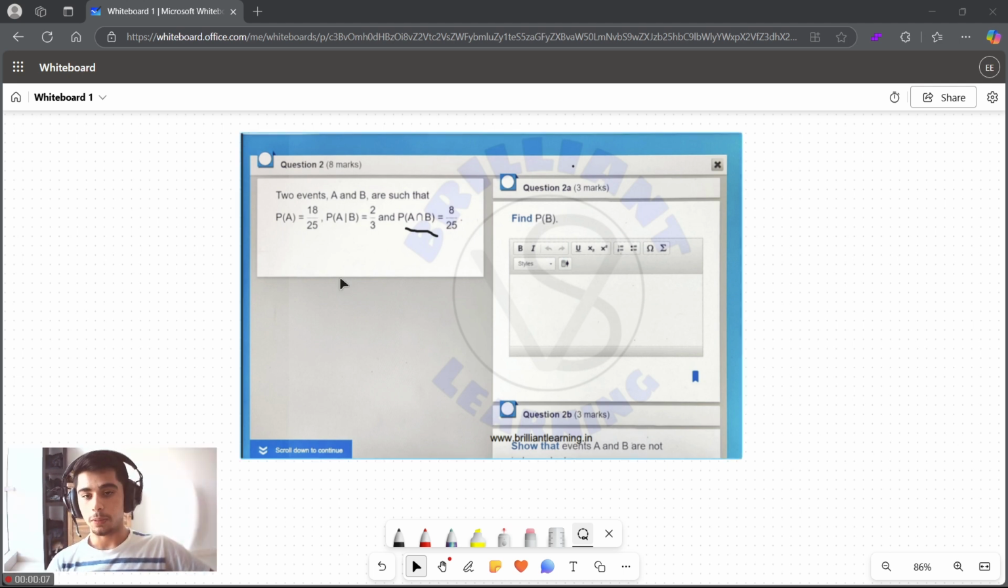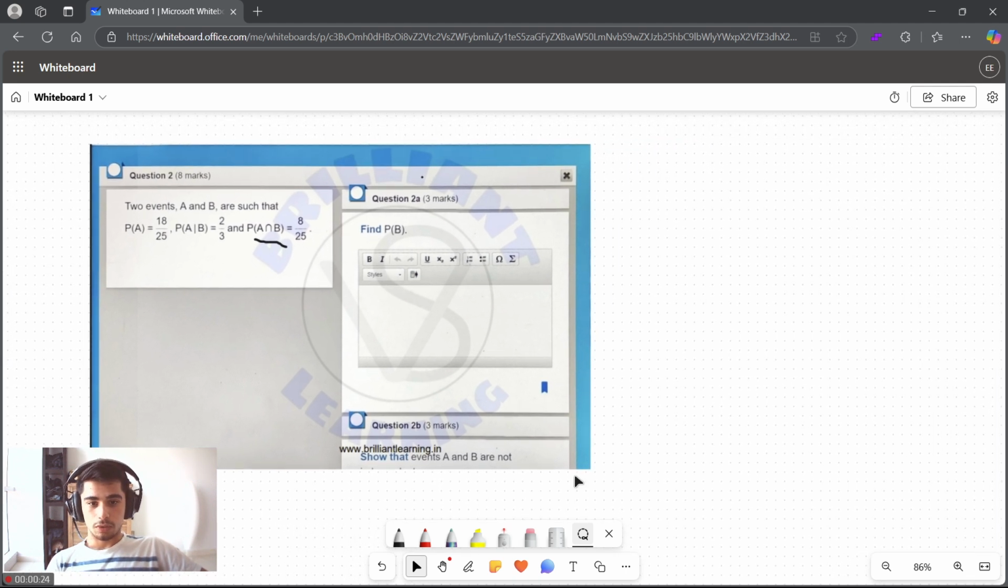Today we have a probability question that reads out the following. Two events A and B are such that P(A) equals 18 over 25, P(A given B) equals 2 over 3, and P(A intersection B) equals 8 over 25.